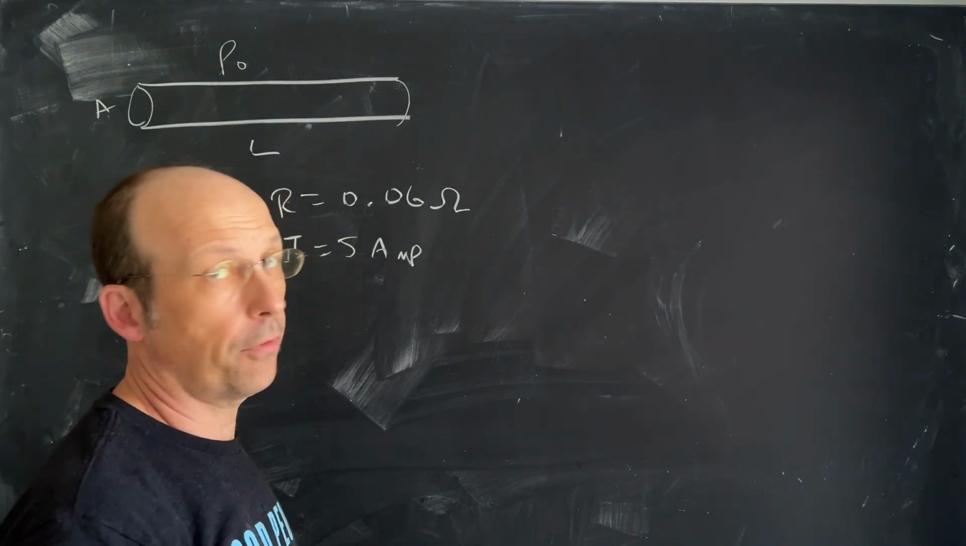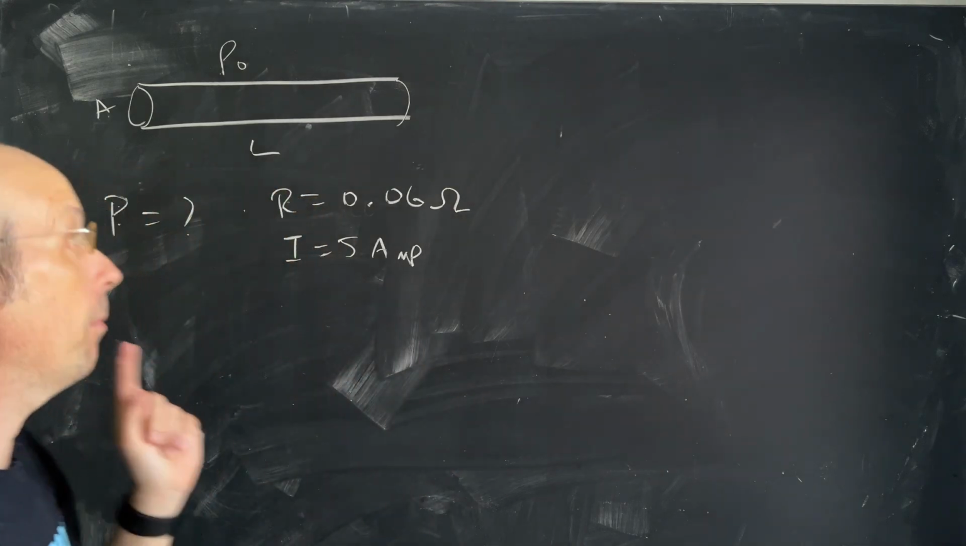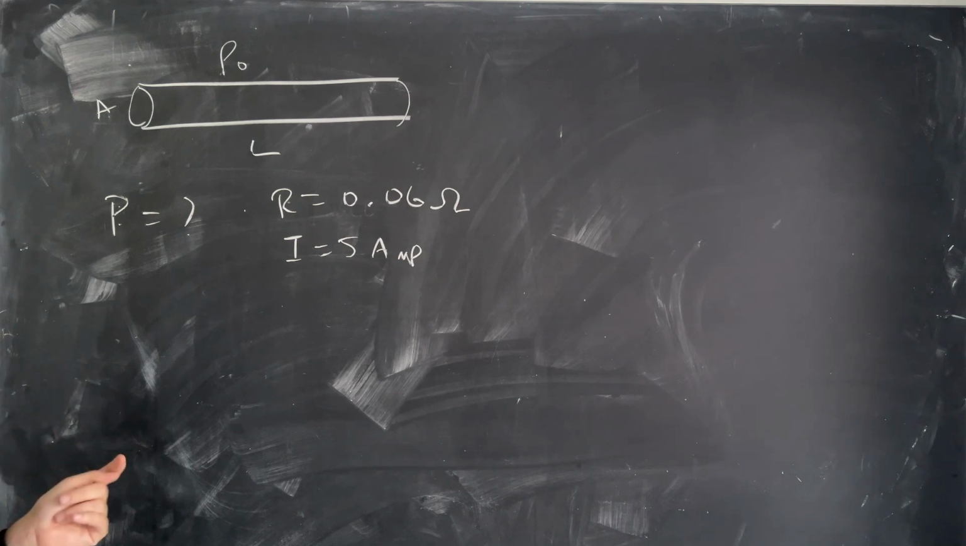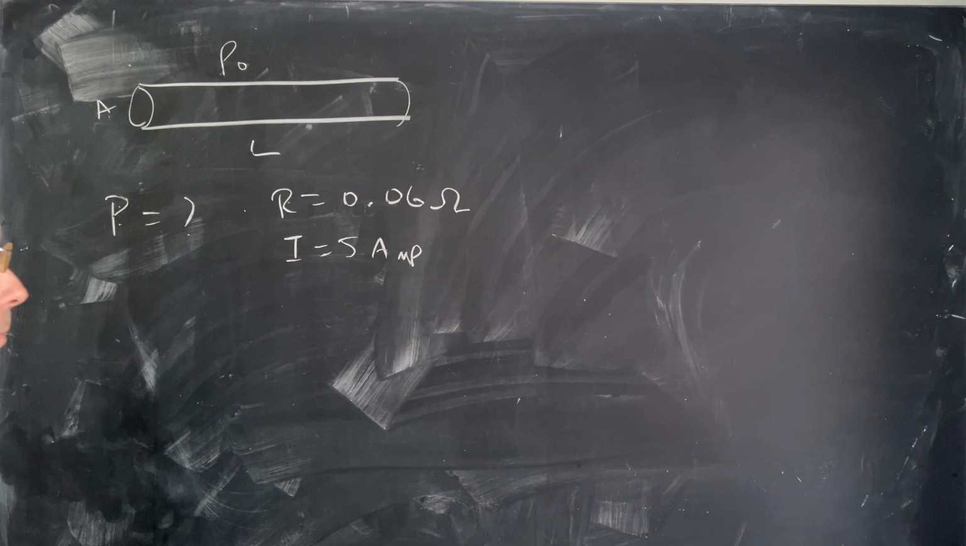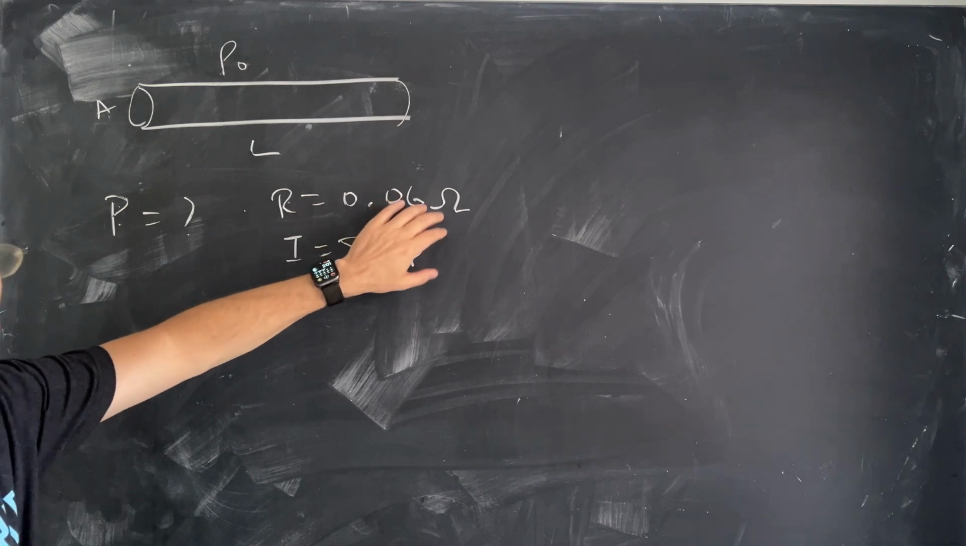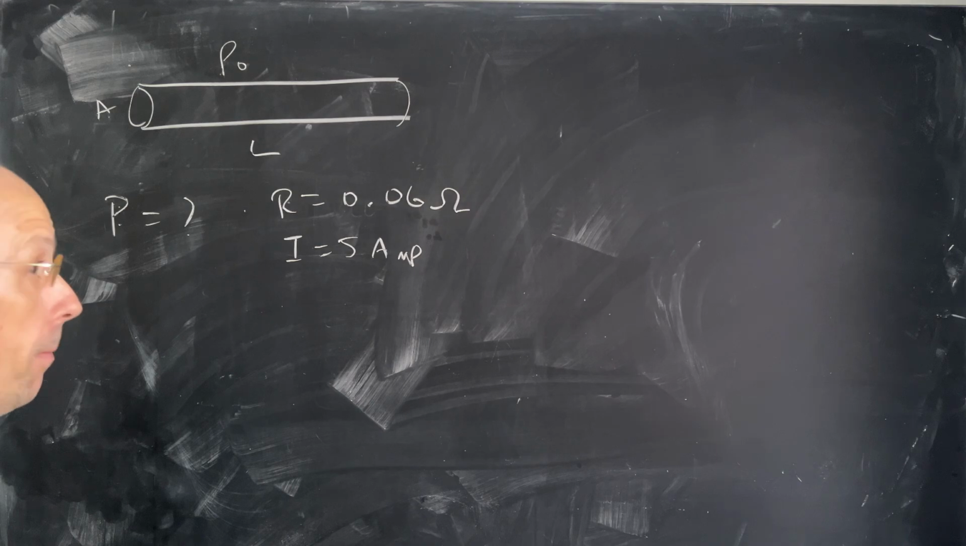Chapter 20, problem number 44, OpenStax Physics textbook online. Let's work the problem. It says, suppose that you have an extension cord with a resistance of 0.06 ohms and a current of 5 amps. What's the power dissipated by that extension cord?